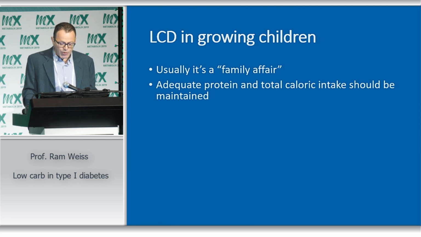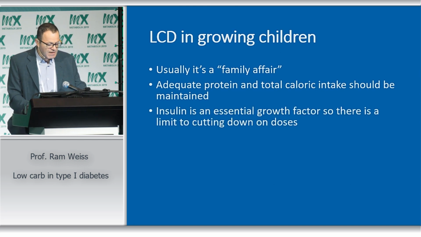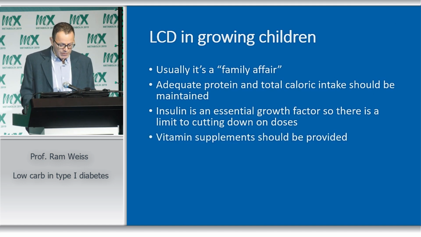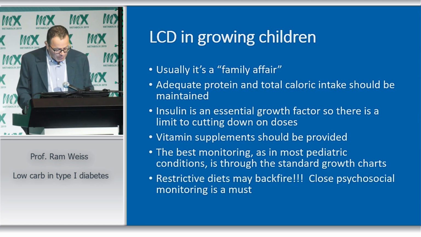Adequate protein and total caloric intake should be maintained. If the child is a picky eater, it's usually non-sustainable. Insulin is an essential growth factor, so there's a limit to cutting down on the doses. Having 10% higher insulin is not the point here. Vitamin supplements should always be provided to these children. And the best monitoring, as in most pediatric conditions, is through the standard growth charts. If the child is growing well in height or length and in weight, and development is okay, that's good.